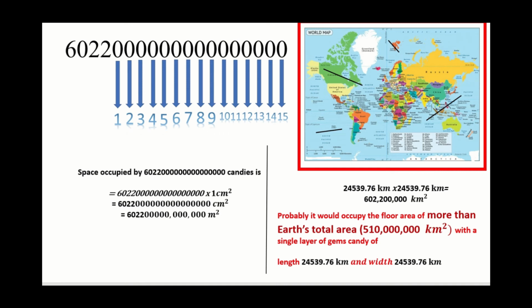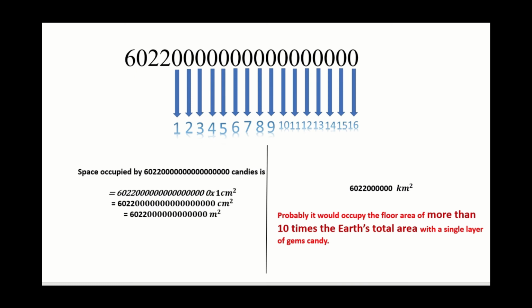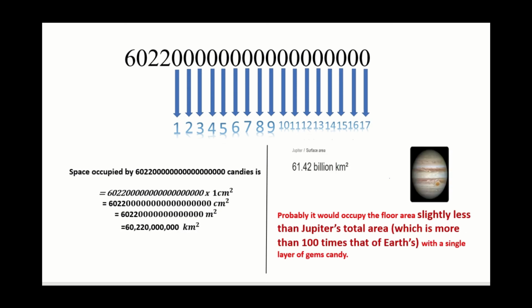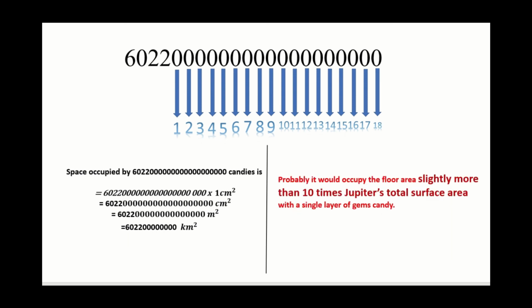Till now we haven't reached the number of zeros which are there in an Avogadro's number or a mole. Multiplied by 10, probably it would occupy the floor area of more than 10 times the Earth's total surface area with a single layer of gems candy. One more multiplication of 10 would probably occupy the floor area slightly less than Jupiter's total area. Jupiter's area is more than 100 times that of Earth's area. Multiplied by 10, the gems area will cover slightly more than 10 times Jupiter's total surface area.